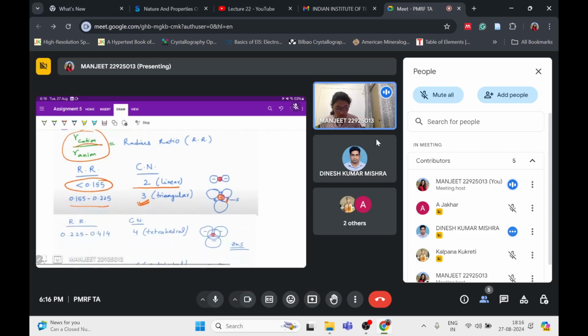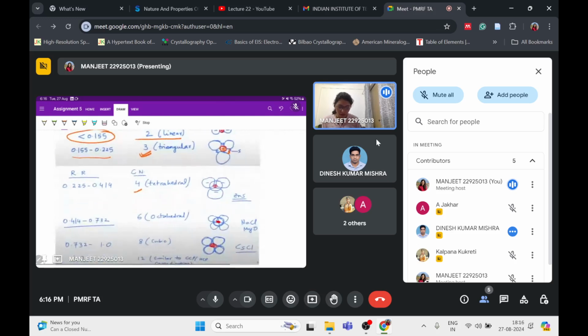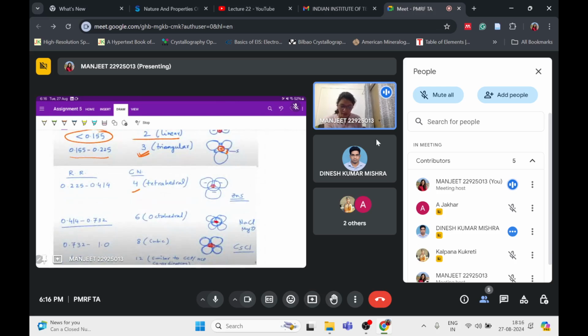And if this radius ratio lies between 0.225 and 0.414, then the coordination number will be 4, that is the crystal lattice will be in the tetrahedral position. And if this radius ratio lies between 0.414 and 0.732, then the coordination number will be 6, that is octahedral. And you know how the atoms are arranged in the octahedral and tetrahedron.